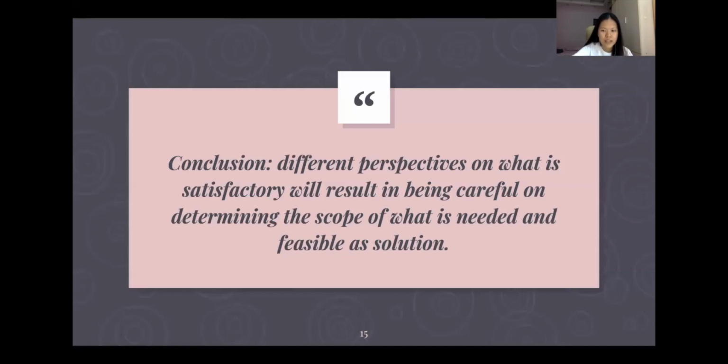And we come to the conclusion that there will be different perspectives on what is satisfactory, with different interests and norms, or what is acceptable from different stakeholders. This means we must be careful in determining the scope of what is needed and feasible as a solution. The more specific the problem characterization, the more effective the identification of the causes of the problem.